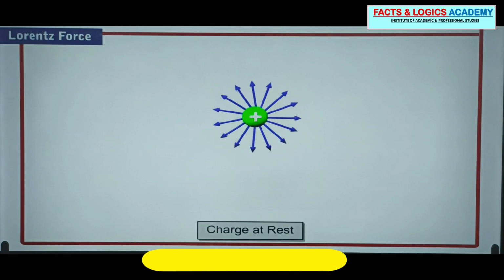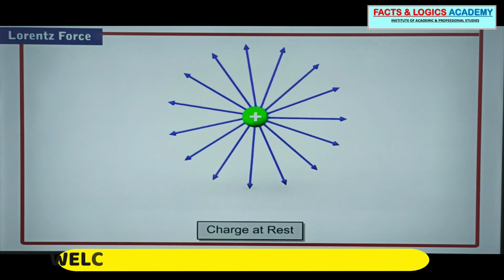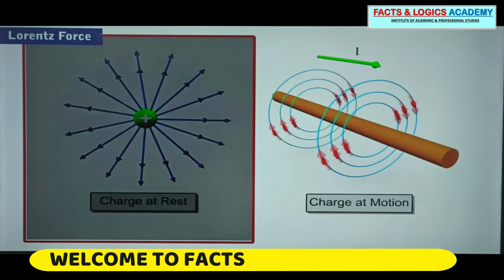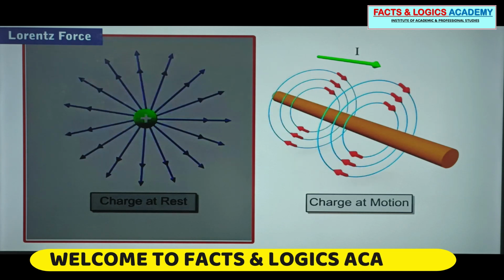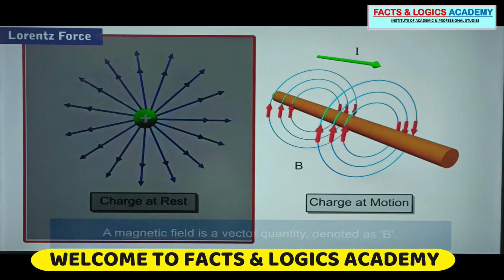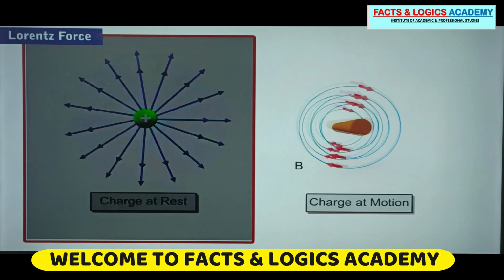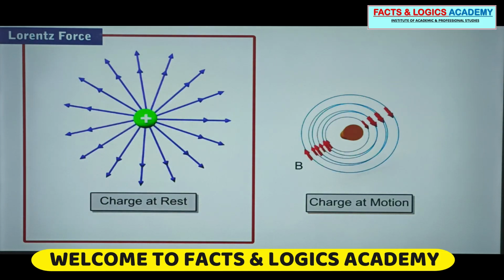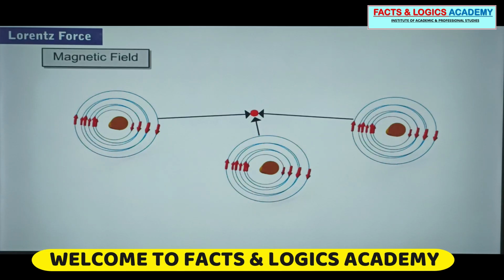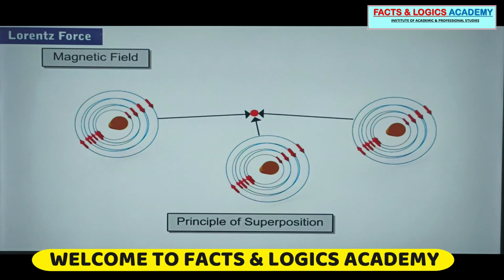As learned earlier, charges at rest produce an electric field. Moving charges or a current passing through a conductor produces both an electric and a magnetic field around it. A magnetic field is a vector quantity. It is denoted as B when we represent it vectorially. The properties of a magnetic field are identical to those of an electric field. Similar to an electric field, the magnetic field also obeys the principle of superposition.